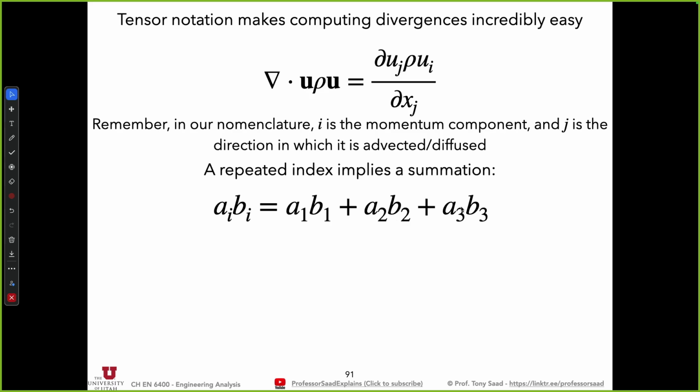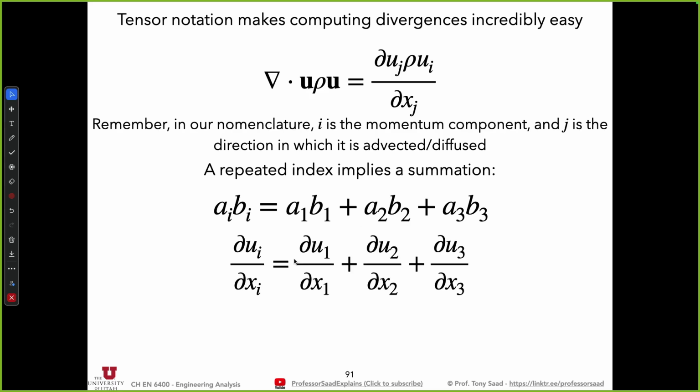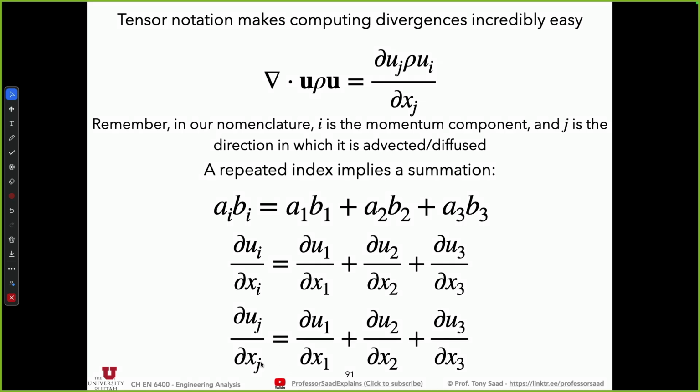A1 b1 plus a2 b2 plus a3 b3. Why? It's a convention. Instead of having to write the summation of ai bi, you just write ai bi and say we are using the summation convention. dui by dxi, because i is an index that's repeated, that also implies summation. What this implies is du1 by dx1 plus du2 by dx2 plus du3 by dx3. Very simple. What if you see duj by dxj? I don't care. j is a dummy index.